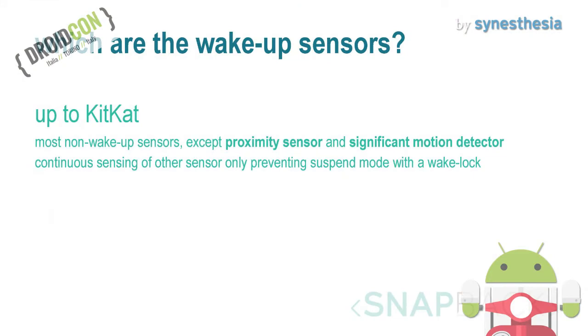Up to KitKat, most sensors were non-wake-up. Almost all sensors, except for the proximity sensor and the significant motion detector. These were the only two sensors that could wake the phone. But if the developer needs to perform some operation in suspend mode with other sensors, they have to use a workaround, that is to keep a wake lock on the processor to prevent the suspend mode, but the wake lock is very power consuming.